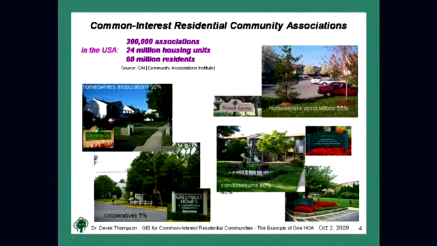Now, in case the people in the broader audience looking at YouTube don't know what I'm talking about, a common interest community is a private government with shared facilities and defined boundaries. This includes condominiums, HOAs, and cooperatives. My association is actually the presenter of this talk, not the University of Maryland. This does not represent any of the work that I did as a member of the university.